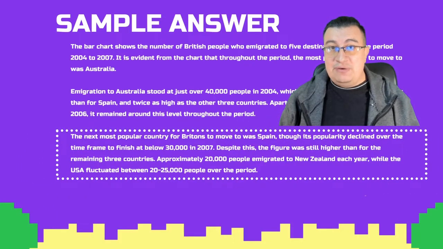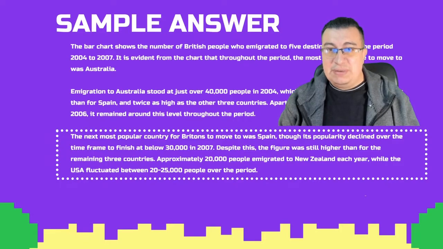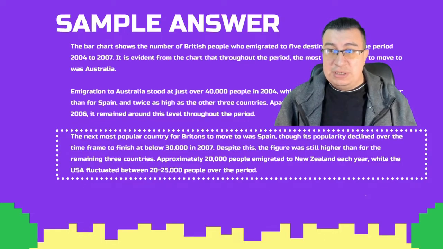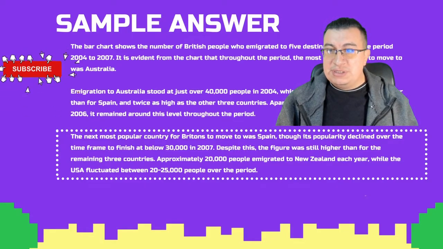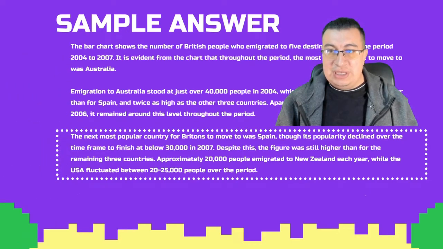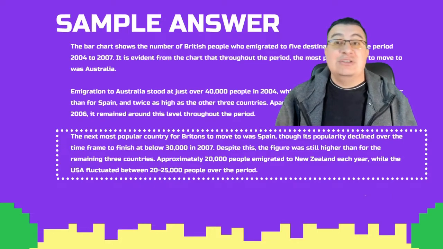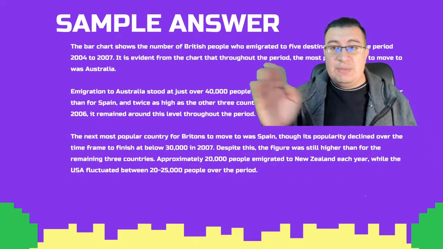The next paragraph, we're gonna talk about little things about the rest of the countries. The most popular country for Britons to move was Spain, though its popularity declined over the time frame to finish at below 30,000 in 2007. Despite this, the figure was still higher than for the remaining 3 countries. Approximately 20,000 people emigrated to New Zealand each year, while the USA fluctuated between 20,000 to 25,000 people over the period. Again, it's not a shopping list, and we already mentioned all the countries.